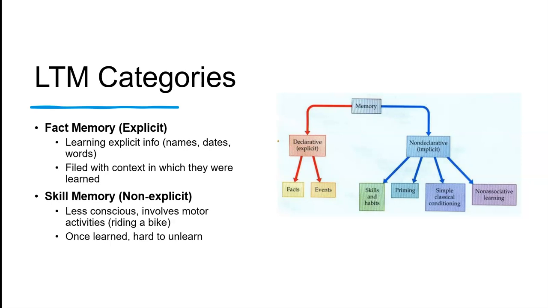Your skill memory is your implicit or non-explicit memory. So it's less conscious, but involves a whole lot more motor activity. I bet you could explain to someone how to ride a bike. Why? Because you know how to do it, because you have the memory of how to do it. But do you have to think about those steps in order to ride your bike?